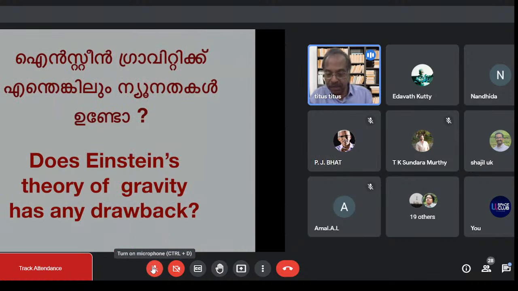So we have so far two theories of gravity. One is Newtonian theory of gravity, that is somewhat outdated. And second, we have Einstein's theory of gravity, that is still surviving as the more correct theory of gravity. Now one can ask the questions. Is Einstein's gravity complete? Does it have any drawback? Did we understand the gravity in the most correct way?